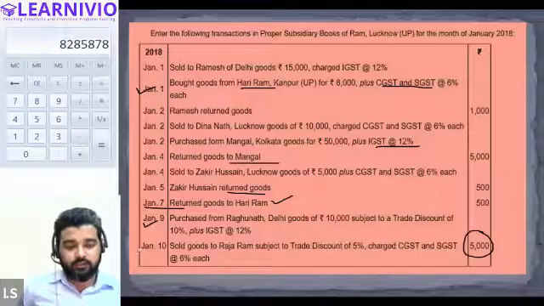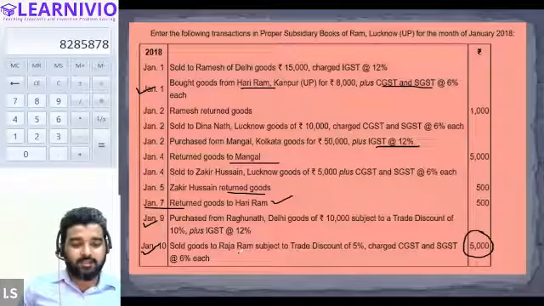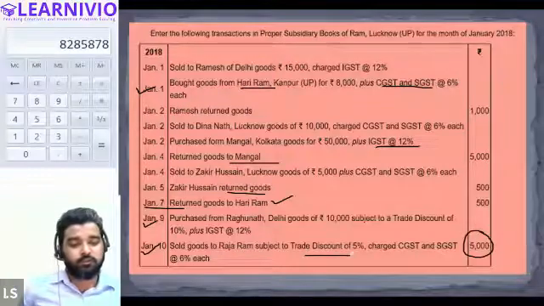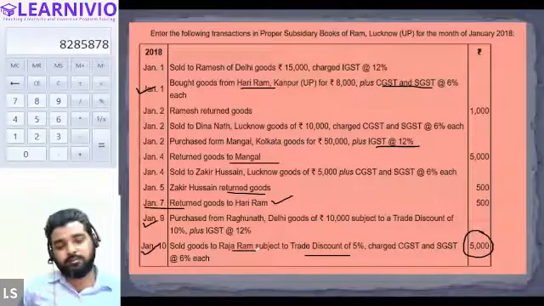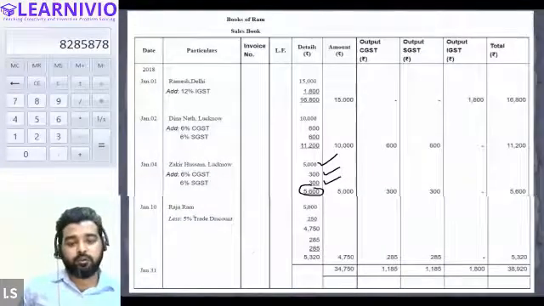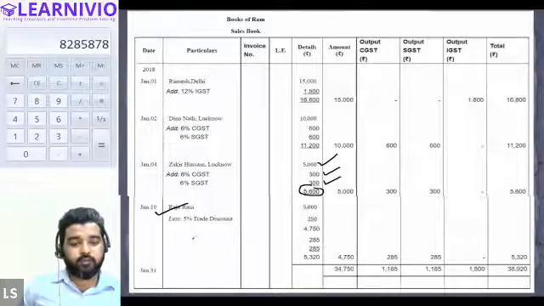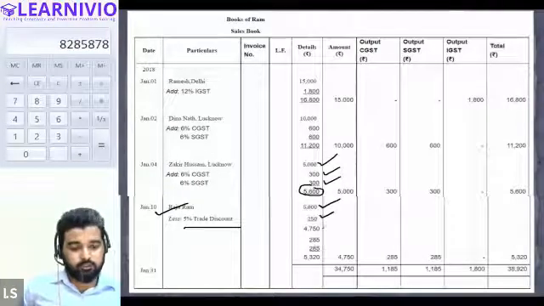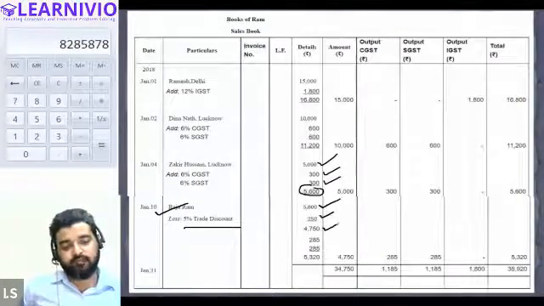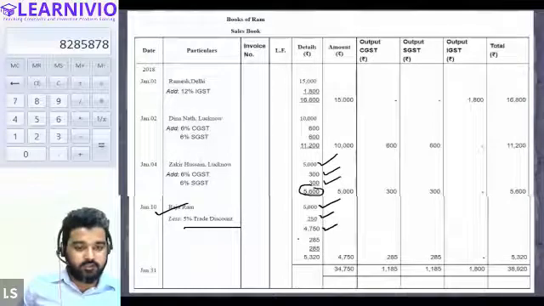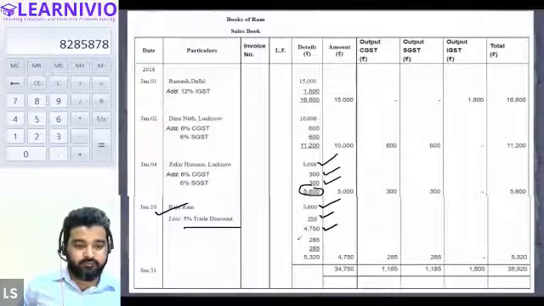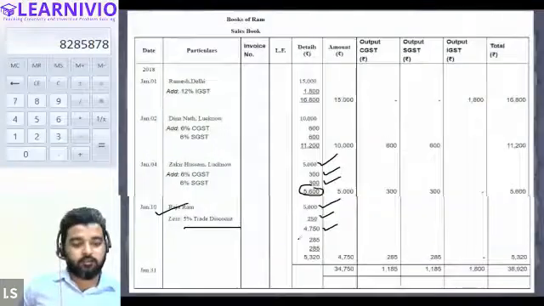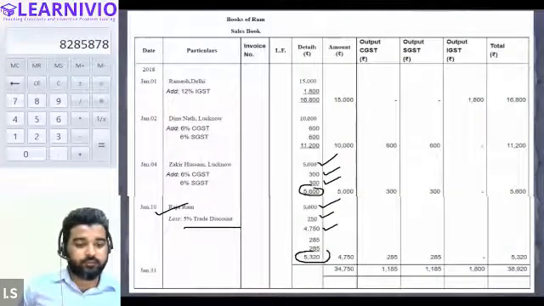Now the final transaction is sold goods to Rajaram subject to a trade discount of 5%. This time we are selling goods to Rajaram, so this will be recorded in the sales book at a discount of 5%. 5,000 of goods has been sold at a trade discount of 5%. That will be 250, so after subtraction we get 4,750. And CGST and SGST are applicable, so 285 for CGST and SGST, and the final value will be 5,320 rupees.